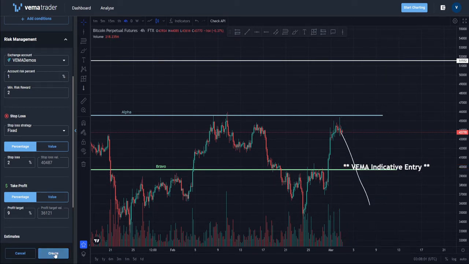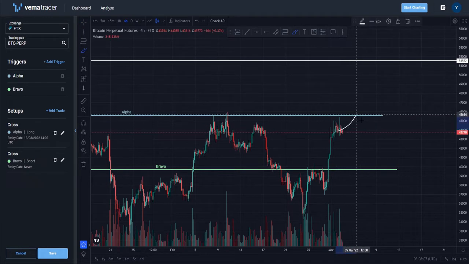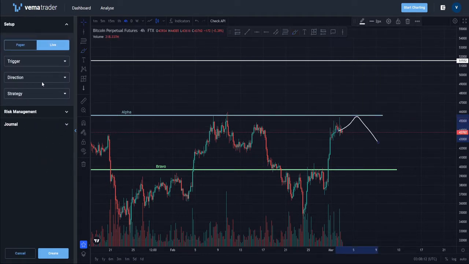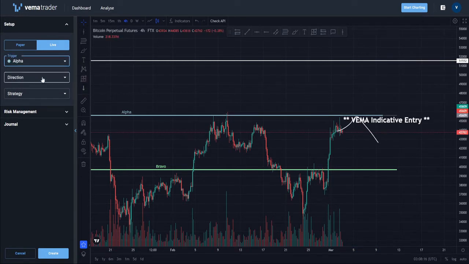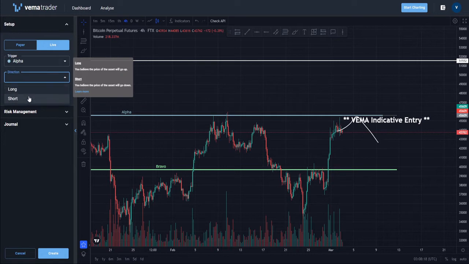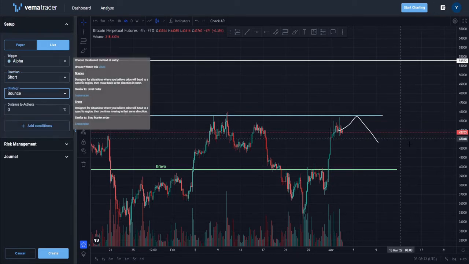So, happy with that. Now, the next possibility is the bounce. Come to alpha and reject. So, I'm going to set up, again, I can just use alpha. I've already got that trigger there. That's showing my resistance level. And I'm going to set this trade up off alpha. I want to go short and I want to go bounce because I'm looking for a bounce.